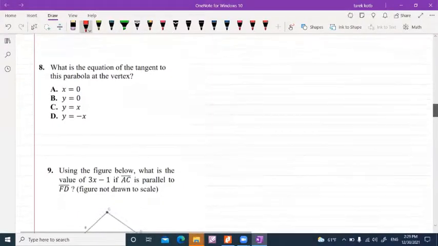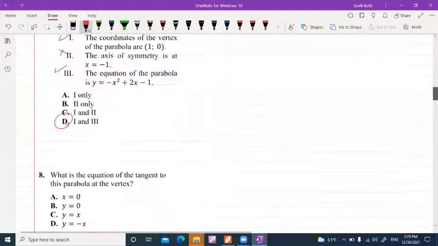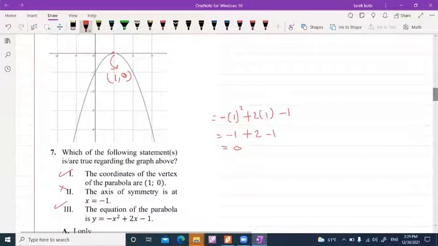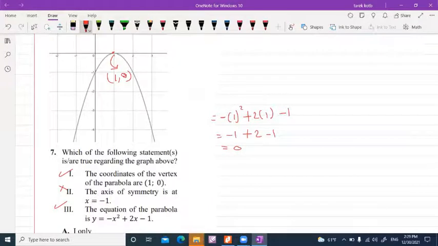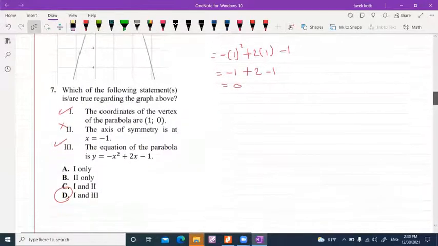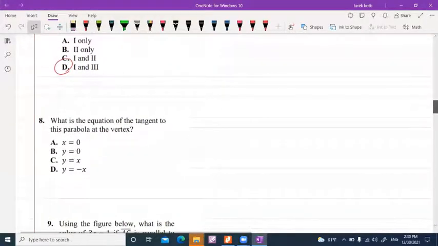Number 8. What's the equation of the tangent to the parabola at the vertex? Look, what's the tangent of this parabola? The line that touches the parabola at the vertex. This line, which is the x-axis itself, has the equation y equals 0. Why? Because y here equals 0. So the equation of the tangent to this parabola at the vertex is y equals 0.